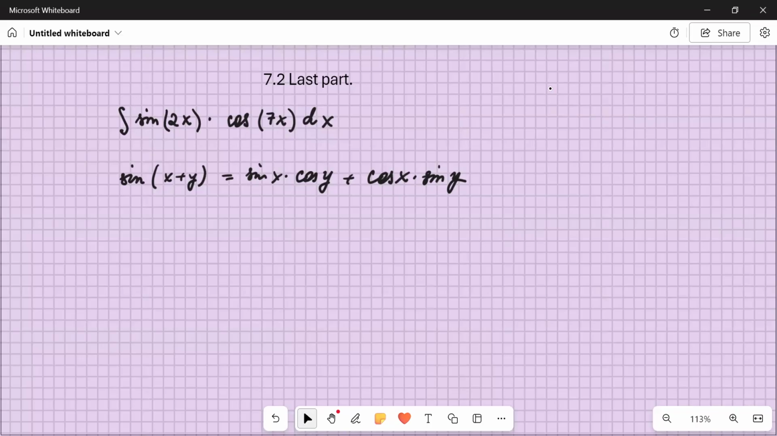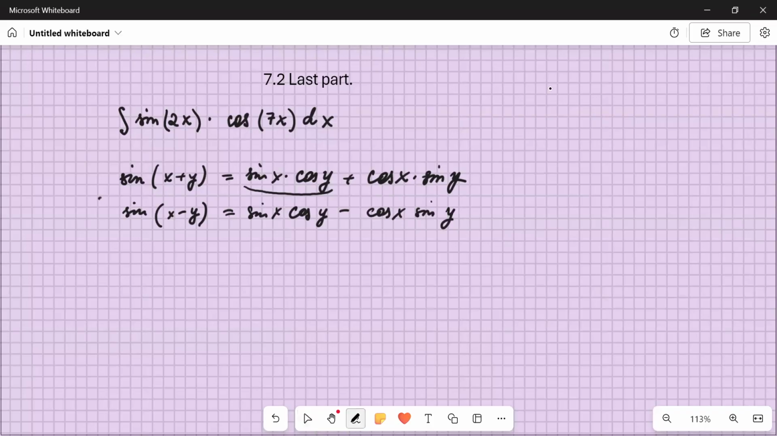Wow. If you compare my expression under the integral, it looks like a part of this expression. It just is missing the second part. What should we do with that? Well, if you consider sine of x minus y, you're going to have a very similar expression, just a minus in between: sine of x cosine of y minus cosine of x sine of y.